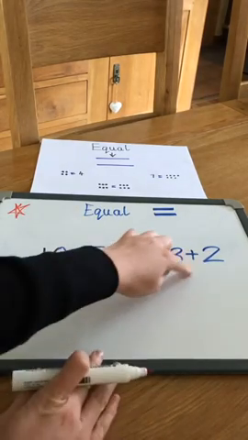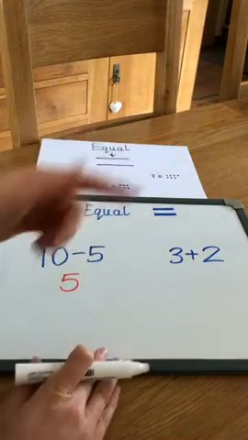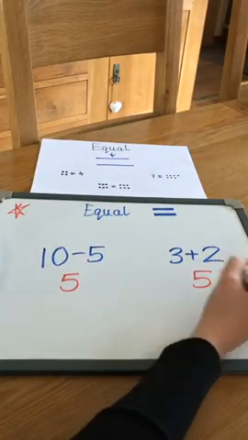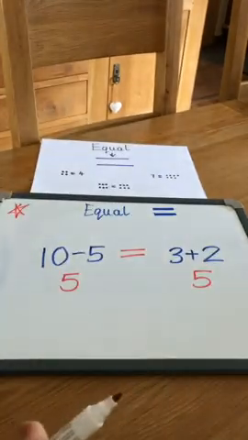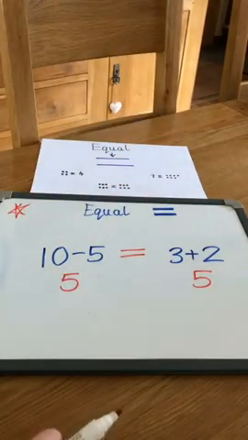And 3 add 2, 3, 4, 5 is 5 as well. So they're equal, so we put an equal sign in the middle to show that those 2 sums are the same.